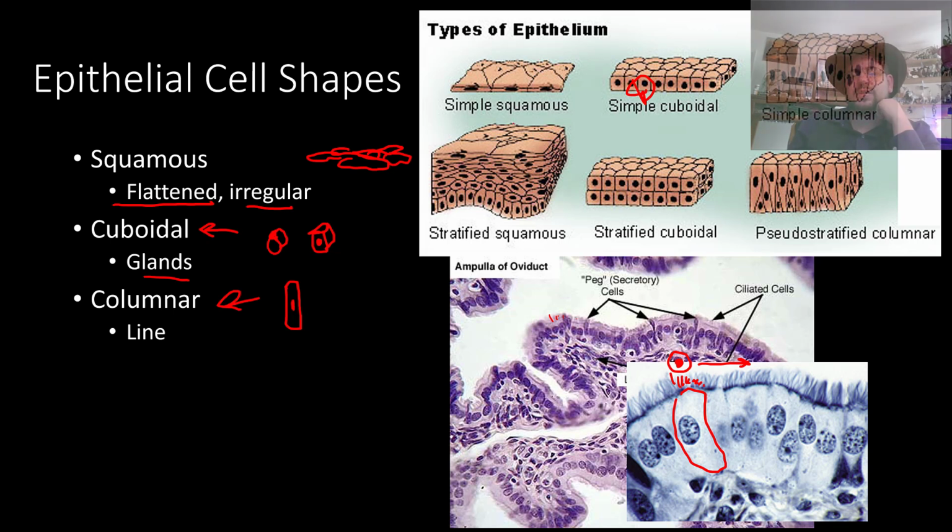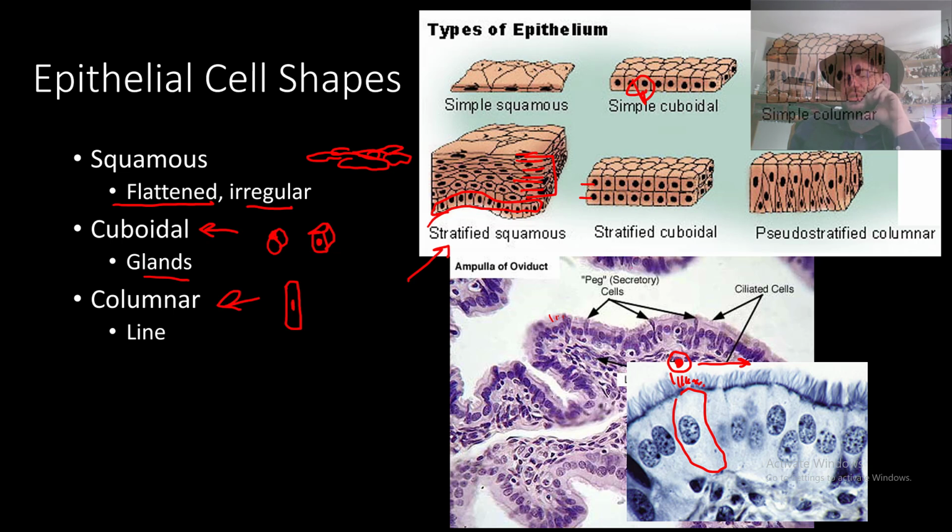Any shape of epithelial cell can be simple, where it's no layers, or stratified, where there's layers. So you can have stratified squamous epithelium. Right here is our stratified layers of squamous epithelial tissue. And then here is the basement. Right, so this is a great depiction of skin. Over here, lining a gland, you might have layers.